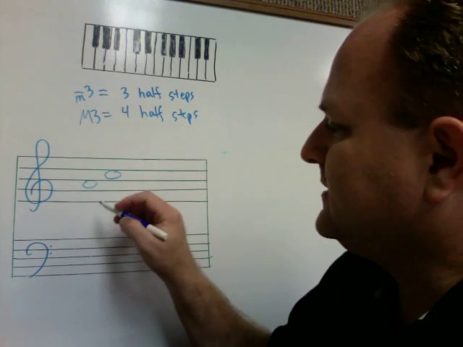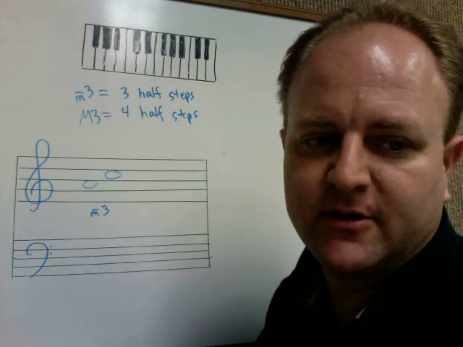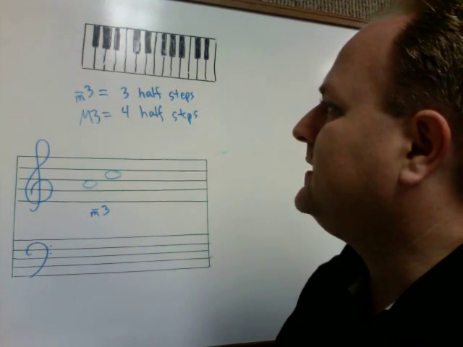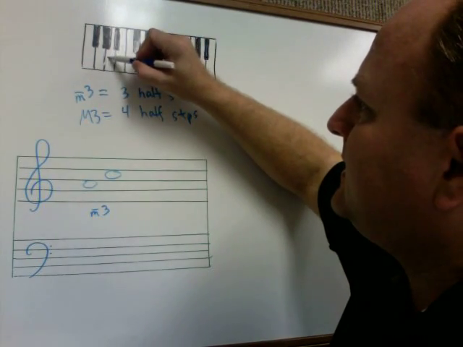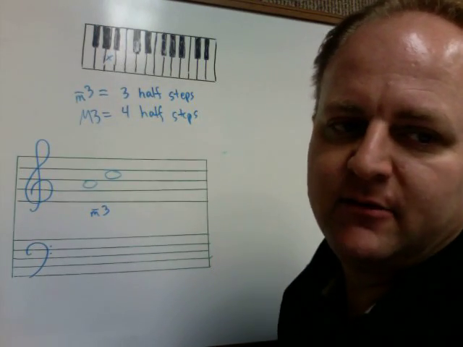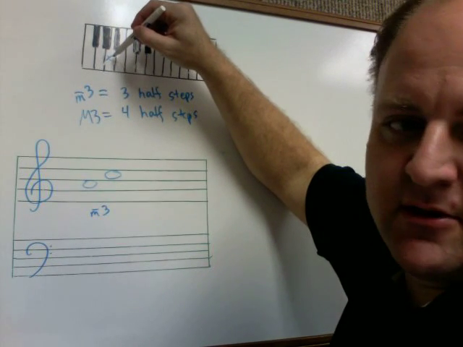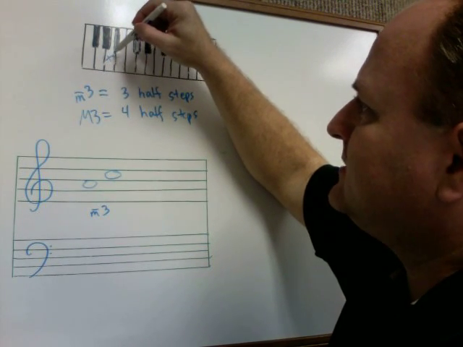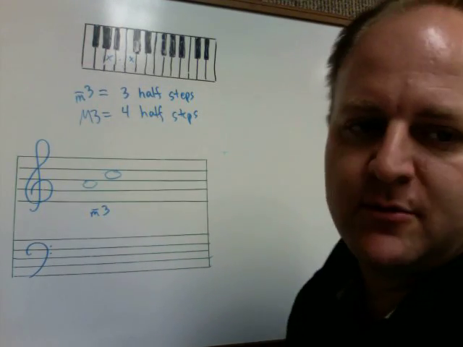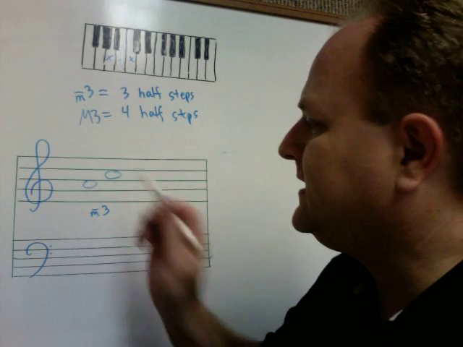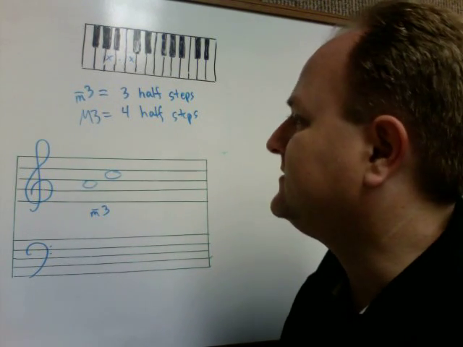Now, let's just say, for example, we're going to build a minor third, A to C. And we have to check the accidental, make sure that it's correct. So here is the note A on the keyboard, and we want to go up 3 half steps. So not starting with this note, but the very next one, we're going to measure the distance. 1, 2, 3 half steps. And you can see on the piano keyboard that that's a C. So A natural to C natural is a minor third, 3 half steps.